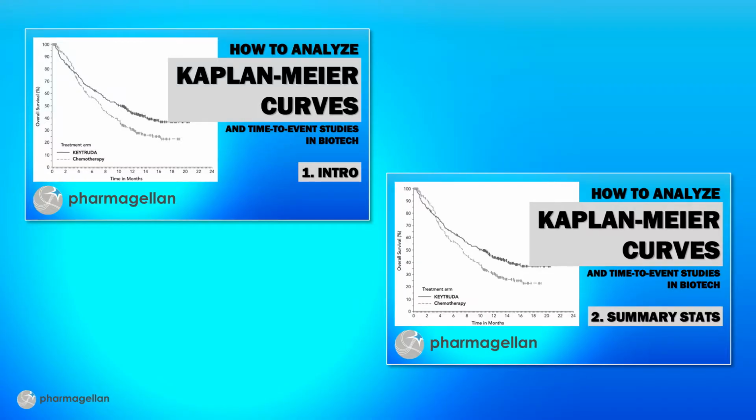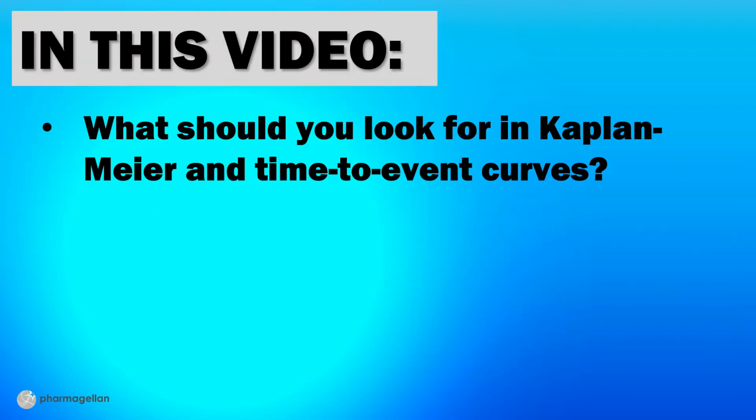This is episode number 3 of a 4-part series to help non-statisticians interpret time-to-event studies and Kaplan-Meier curves. In the prior 2 videos, I gave a general introduction to time-to-event studies and talked about how to interpret the hazard ratio and other numerical outputs. If you missed them, the links are in the description below. In the next few minutes, I'll cover the graphs themselves and what you can learn from them.